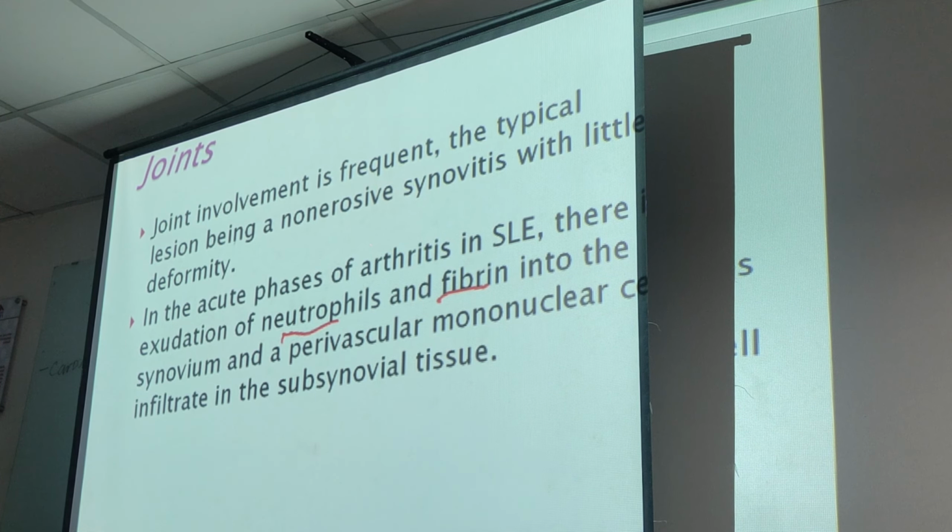For joints, involvement is frequent, the typical lesion being a non-erosive synovitis with little deformity. In acute cases of arthritis in SLE, there's exudation of neutrophils and fibrin into the synovium, causing inflammation.